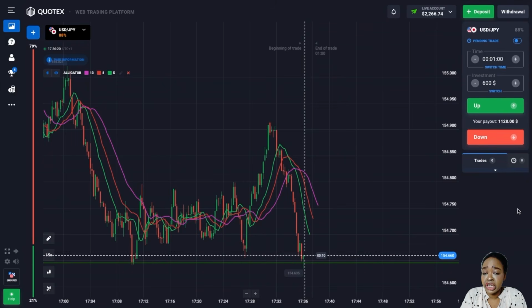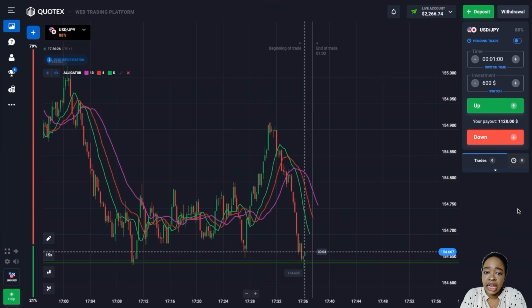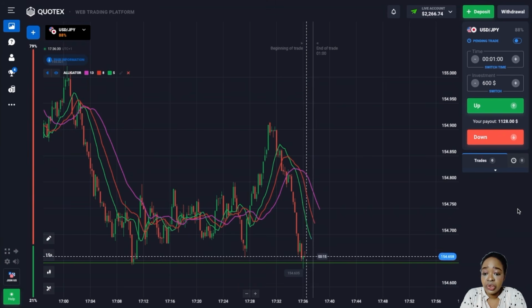Well, the trend was predicted perfectly. You can see everything is within the framework of technical analysis. The price went down and the market allowed me to make very good profit on this deal. You can see that my deposit increased to $2,266. So I'll move on to the next transaction.